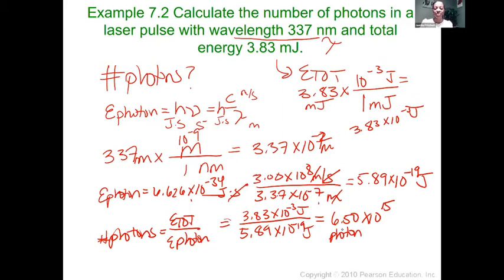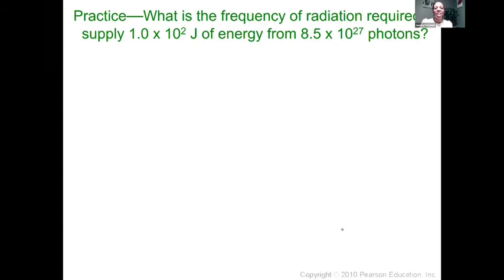Okay, great. All right, next question. It says, what is the frequency of radiation required to supply 1.0 times 10 to the second joules of energy from 8.5 times 10 to the 27 photons? Again, we have to understand what we're solving for and what we know. We're looking for the frequency, so that's new. We know our total energy. We also know the number of photons.